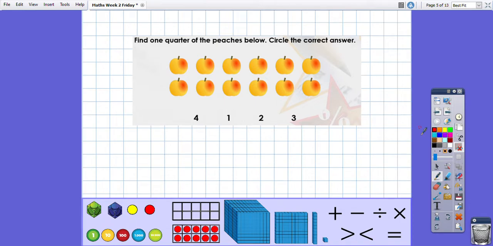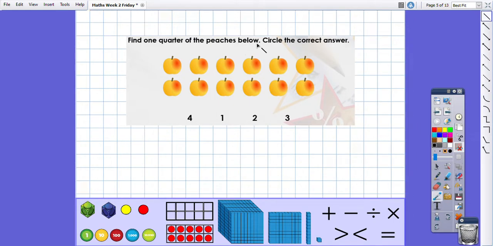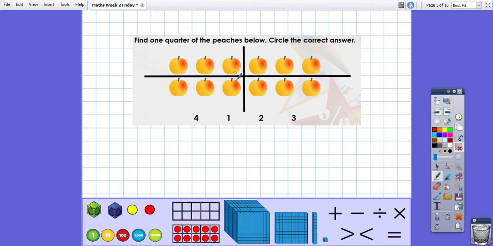This question wants me to find 1/4 of the peaches and circle the correct answer. Now, if I was you, I would draw them out, just like I've got them here, so I've got them ready drawn, and I'm going to split them into groups, just like when we found half. So I'm going to split them in half, but that's only 2 groups. I need 4 groups. 1, 2, 3. If I put a line here, I've now got 4 equal groups, and they want me to circle the correct answer. So 1/4 of my peaches is 3, because I've split it into 4 and I've counted 1 of the groups.